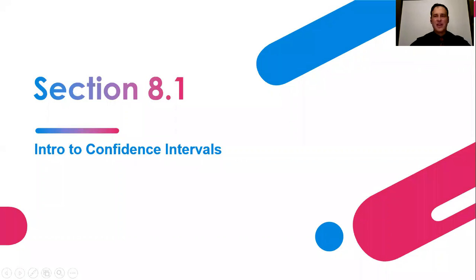This is section 8.1, Introduction to Confidence Intervals. You'll need a graphing calculator. You'll also need a paper, pencil, and maybe the note sheets for this lesson. Once you have those, we'll click on the arrow and we'll be ready to go.